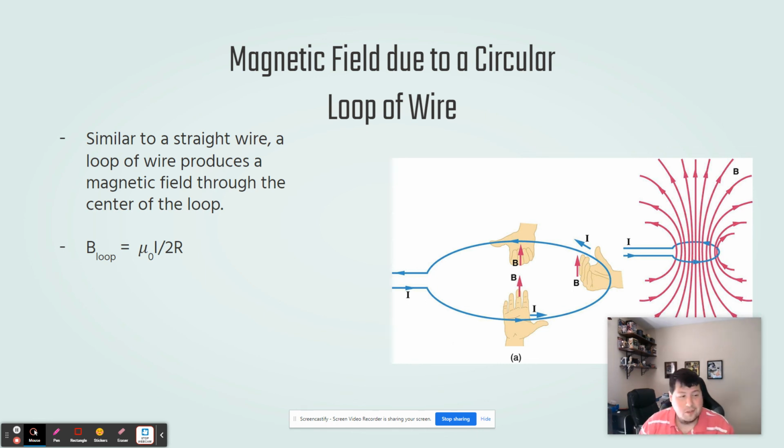Then there's another equation to calculate it. To get the magnetic field inside a loop of wire, it's going to be mu naught times I, the current, divided by 2R, where big R here is not the distance from the wire, it's the radius of the loop that you're working through. And we're going to be thinking mostly about circular loops, so R makes sense in that context.